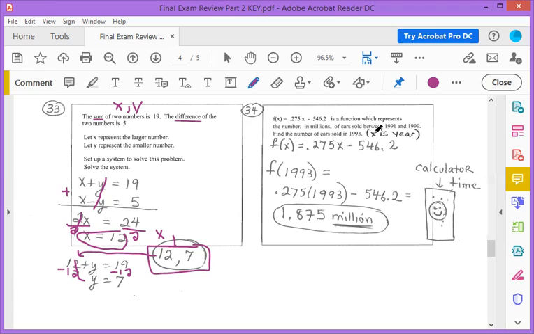So we're going to substitute 1993 for the year. So everywhere we see x, we're going to plug in 1993. So f of 1993 gives us 0.275 times 1993 minus 546.2. Plug this into your calculator and you'll get 1.875. And remember that number, that decimal represents millions. So it's 1.875 million cars in 1993.